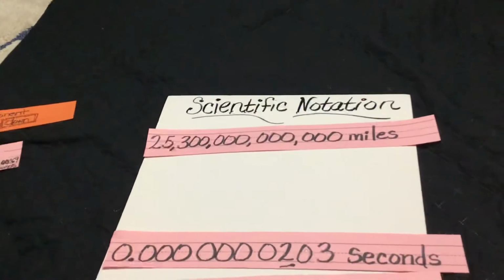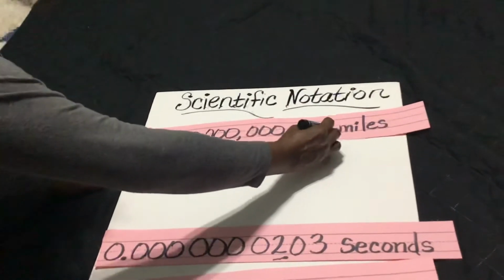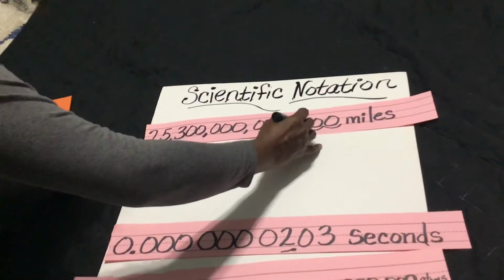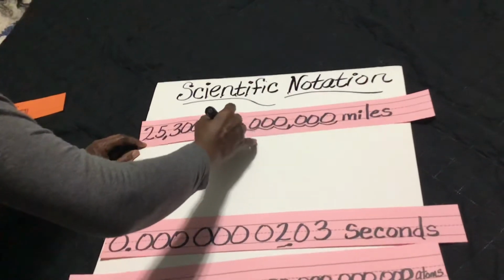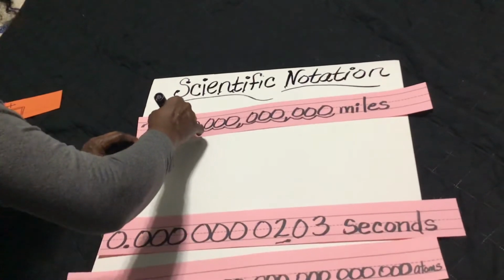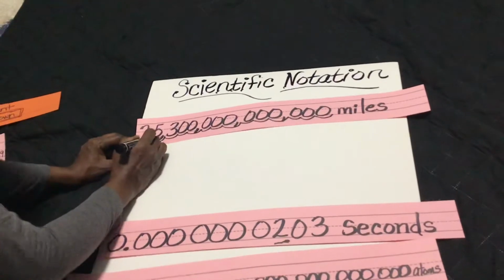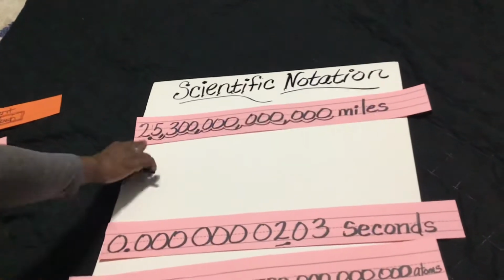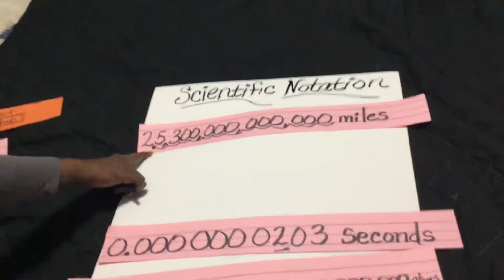So let's try it. I'm going to start right here on my end, and I'm going to go in this direction to the left. Here we go. 1, 2, 3, 4, 5, 6, 7, 8, 9, 10, 11, 12, 13. So my decimal point is going to be right there between that 2 and that 5. Does everybody see what I did?